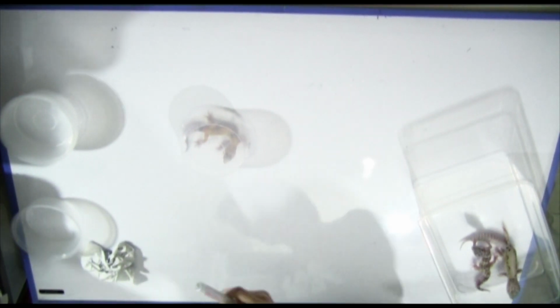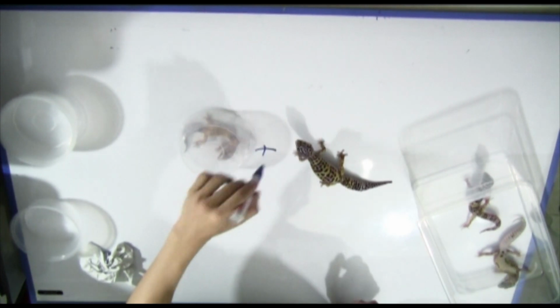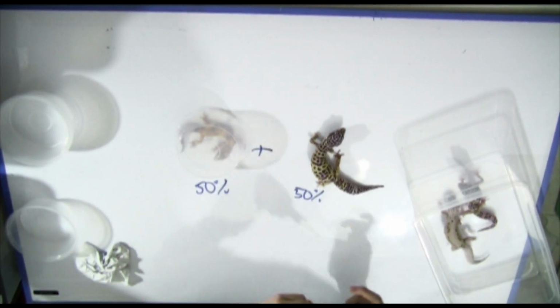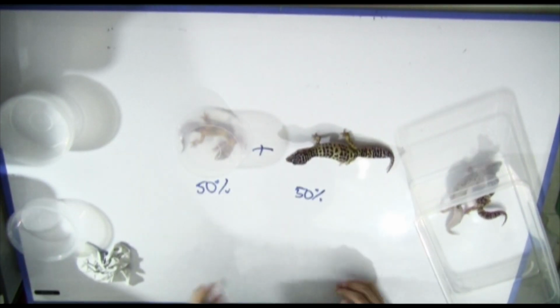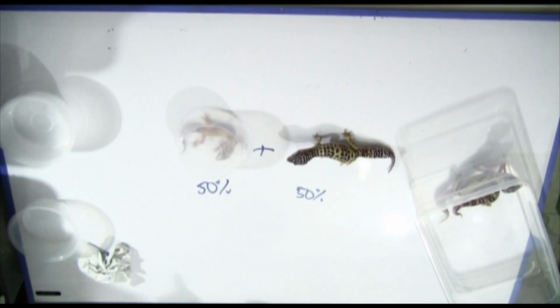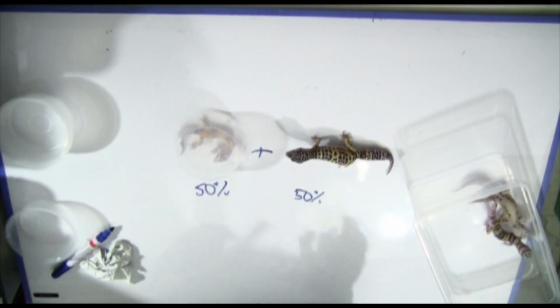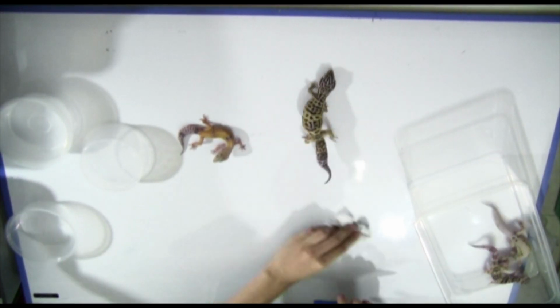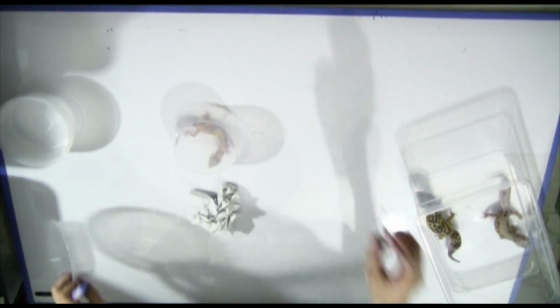So anyway, Enigma to a normal works the same. Essentially, 50% each will produce half of each. Just like a snow to a normal will produce half snows and half normals, an Enigma to a normal pair will produce half Enigmas and half normals. Now switch it up a little bit and let's bring in the Enigma to a snow.